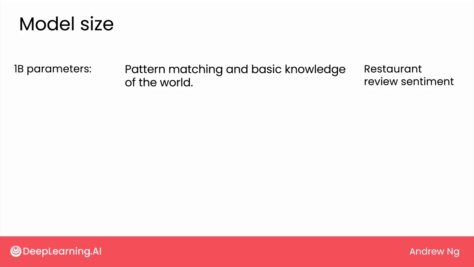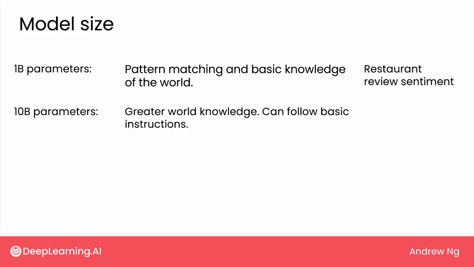types of words. As you go to a 10 billion parameter model, you find that the models have greater world knowledge. They just know more esoteric facts about the world. And the models also get better at following basic instructions. So if you want to build a food order chatbot, a 10 billion parameter model might be okay, especially if you were to fine-tune it to become better at the types of specific instructions you want it to follow.